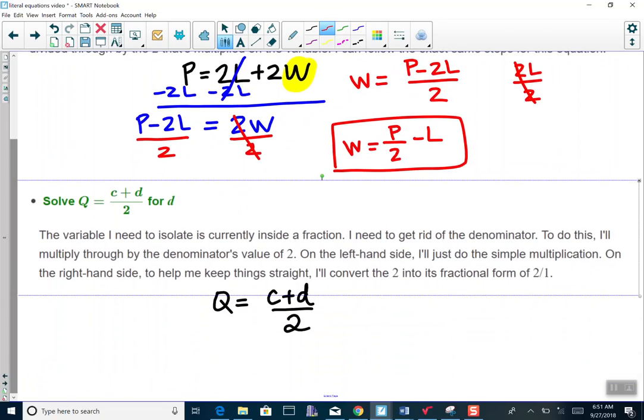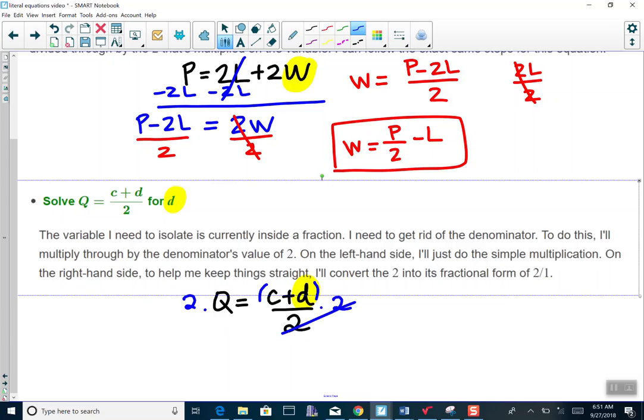Okay, let's look at this equation. Q equals C plus D over 2. And we are asked to solve for D. So D is in the numerator, okay? And we want to keep in mind, it's kind of like we have invisible parentheses around the quantity in the numerator, which means that I'm not going to deal with anything up here until I get rid of my denominator, this divided by 2. So I undo division with multiplication.